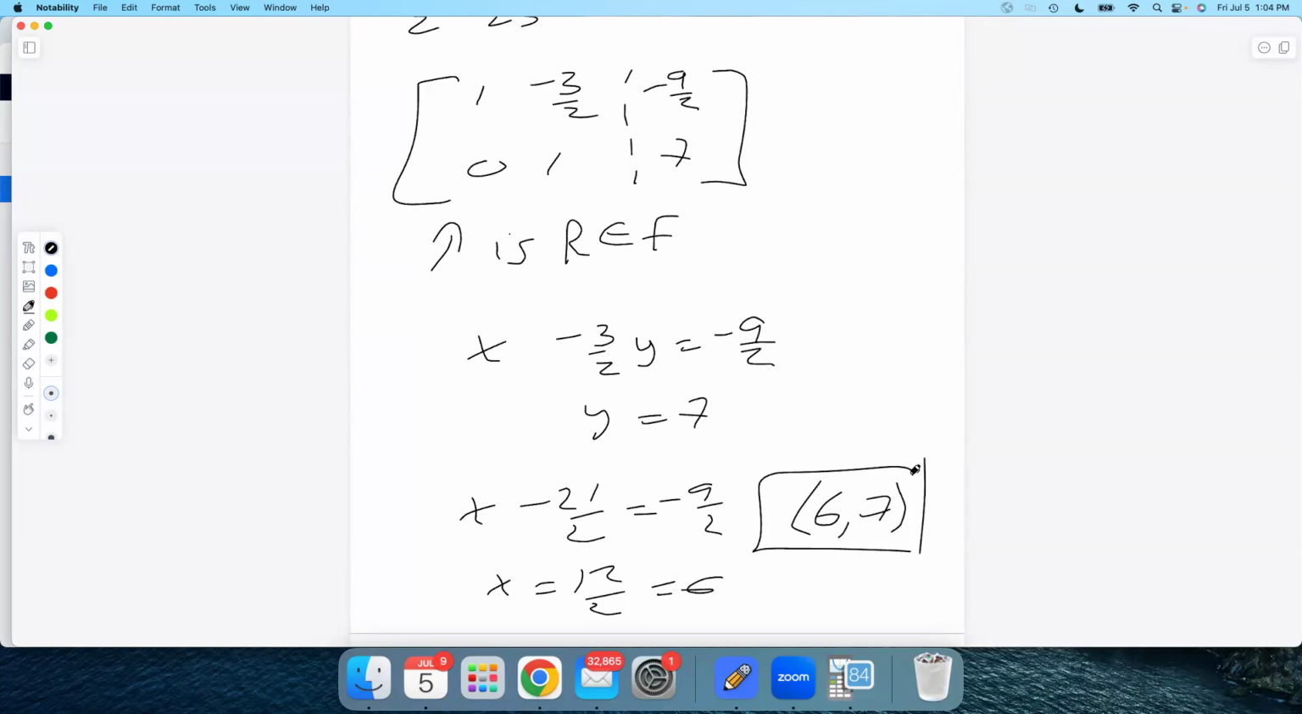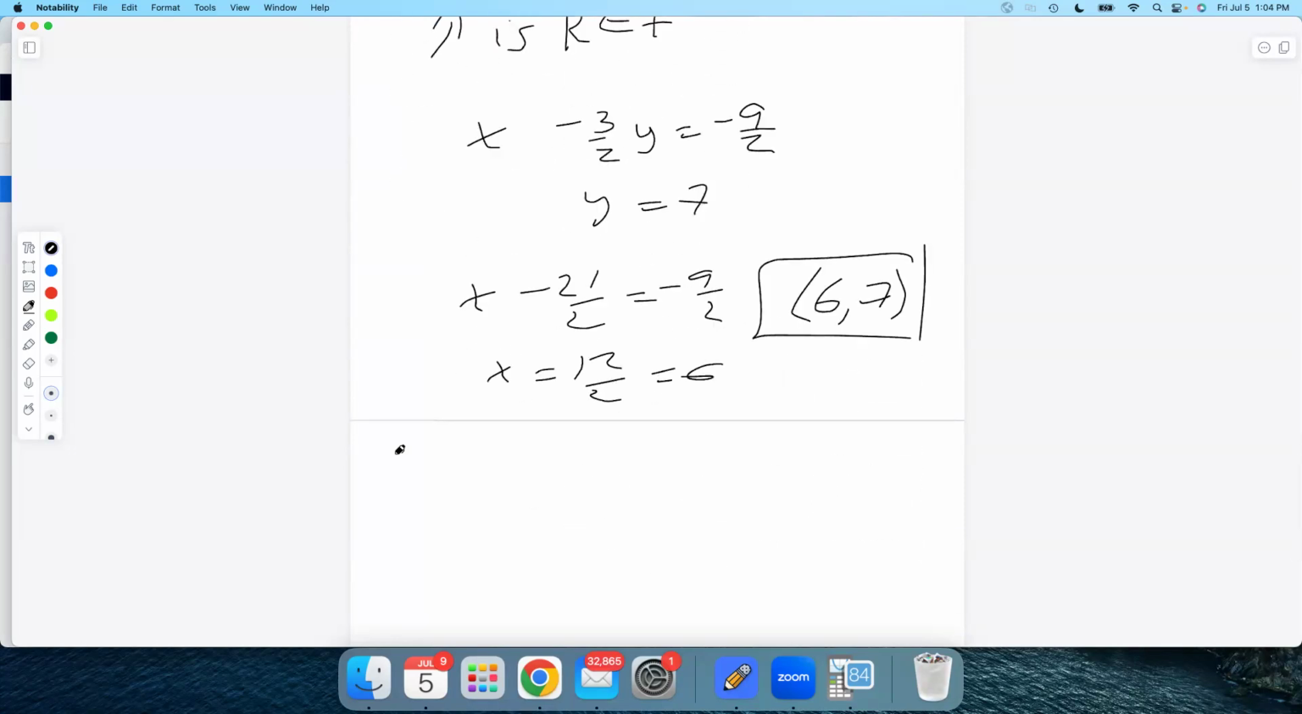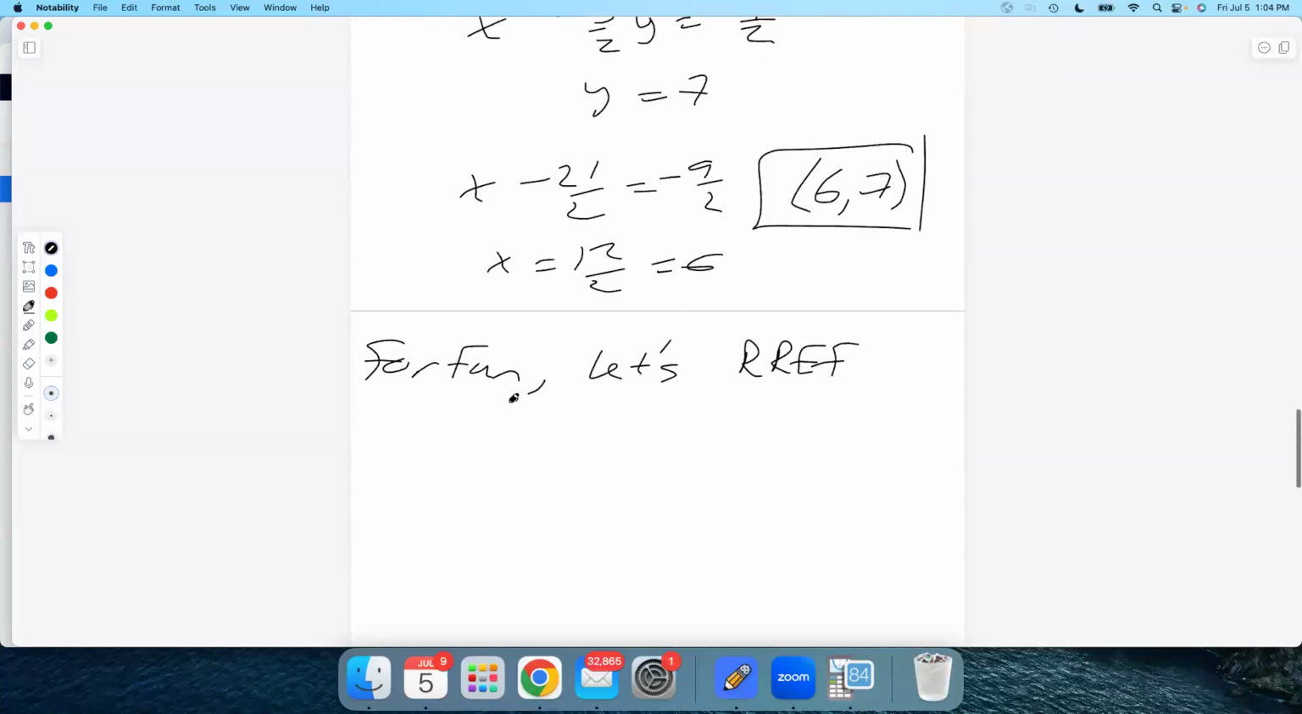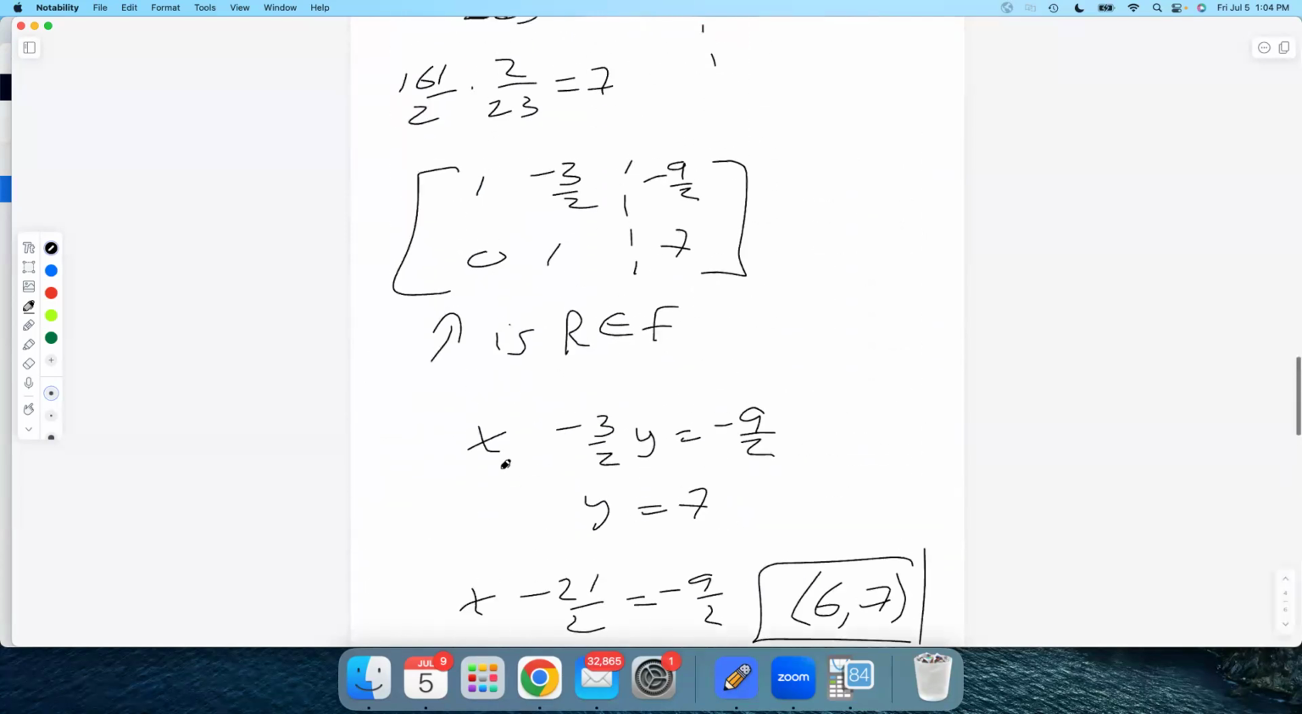But I'm going to take this one step further. So for fun, let's go a step further and do row reduced echelon form. That's going to look like this, where we have the identity matrix here, 1, 1, 0, 0, and then we have some numbers over here. So ones along the main diagonal, zeros everywhere else. Row echelon form doesn't require having a 0 here. Row reduced echelon form does.